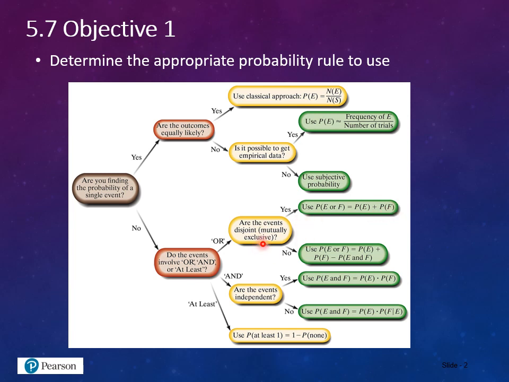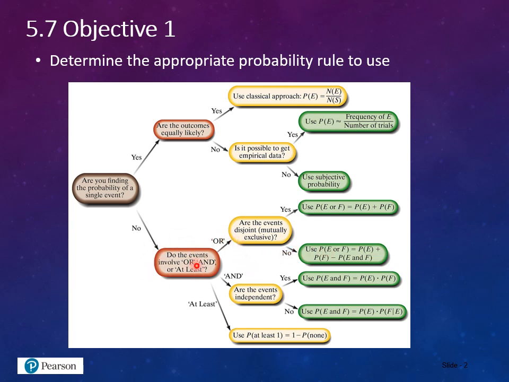If they're not mutually exclusive, remember this is where we have to subtract out the intersection, what members are in both, so that we don't double count them when we first add the probability of E and the probability of F. We subtract any members that are in the intersection. This stops us from double counting those results and skewing our probability calculation.